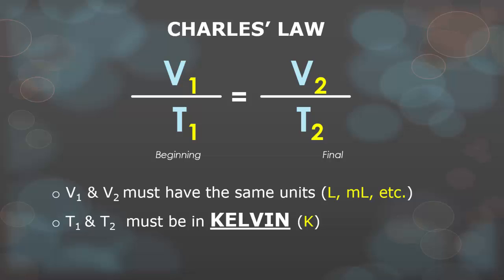You are doing division, or, depending on what you're looking for, you are cross-multiplying. Again, your volumes must be the same unit. If V1 is in liters and V2 is in milliliters, you have to convert them because 1 liter is not the same thing as 1 milliliter. When you do your original and final temperatures, again, all gas law problems are going to be in Kelvin. Why do they have to be in Kelvin?